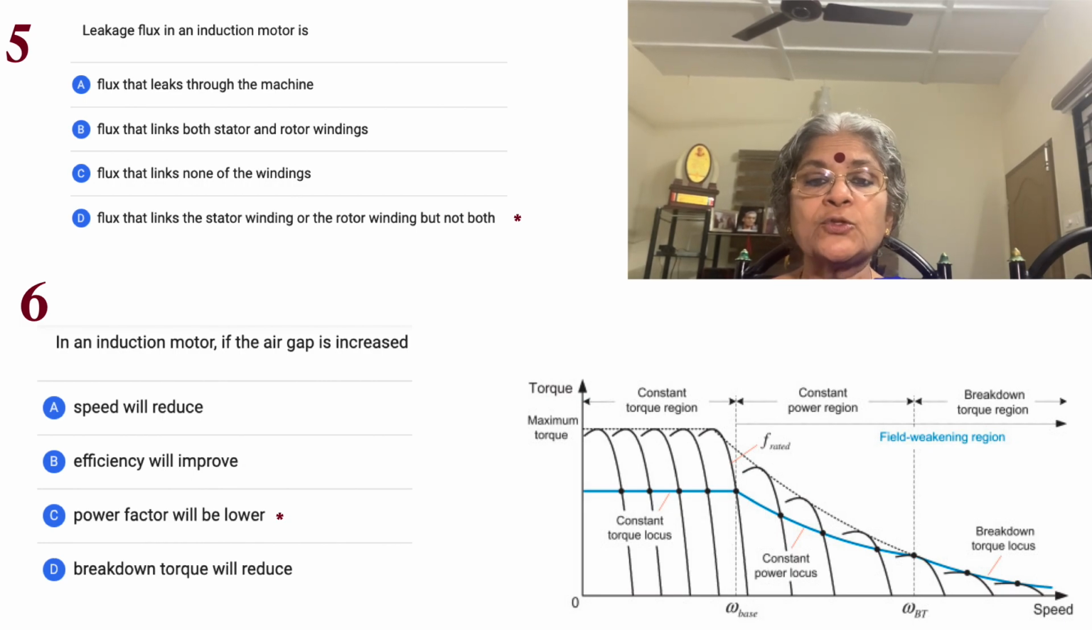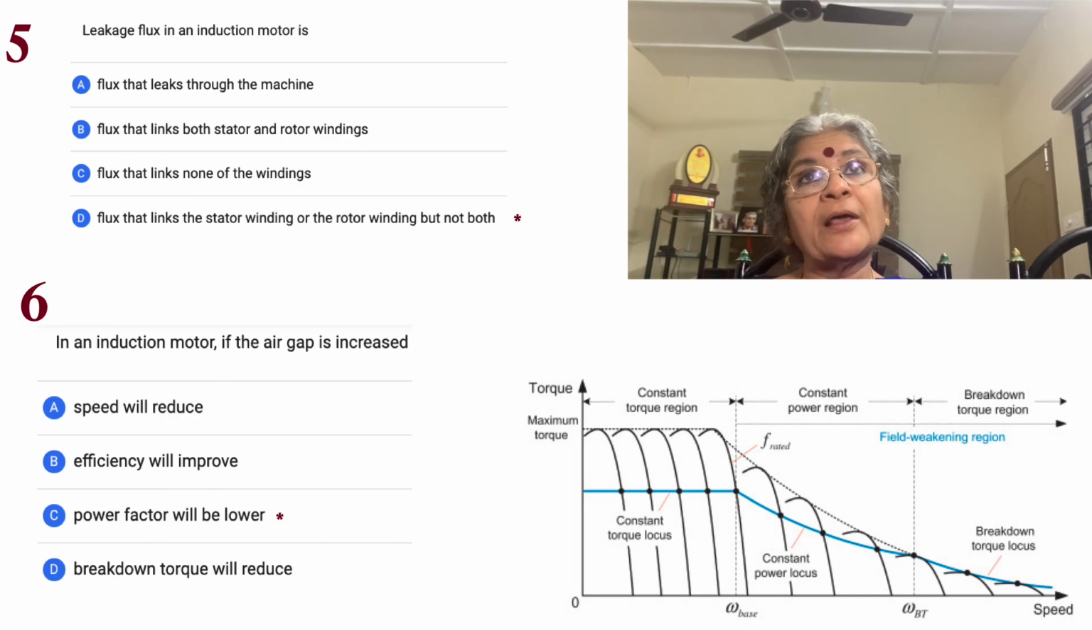In the sixth one, in an induction motor, what happens when the air gap is increased? Of course we see that the reluctance increases. So let's read the answers. Speed will reduce? No, there is no chance of speed reducing just because the air gap is increased. Efficiency will improve? No, efficiency will actually go down. Power factor will be lower. This is what is happening.